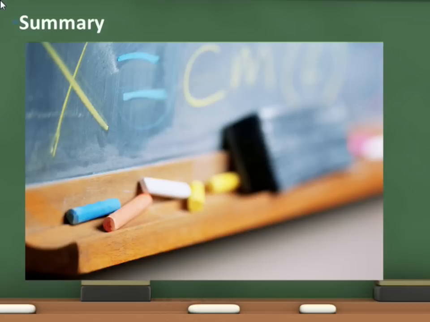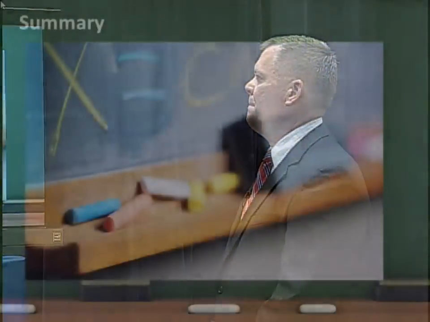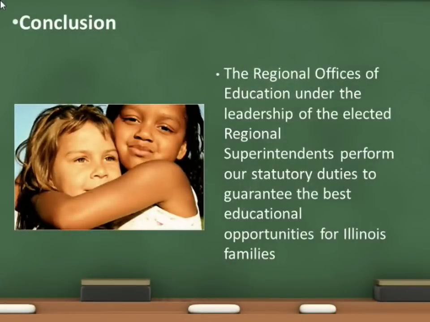In summary, the regional offices of education are in place to provide services and assistance to our schools. We insist that our schools follow the school code and the laws, but we assist our schools in making this happen. In conclusion, the regional offices of education, under the leadership of the elected regional superintendents, perform our statutory duties to guarantee the best educational opportunities for Illinois families.